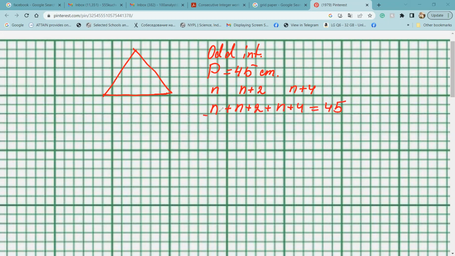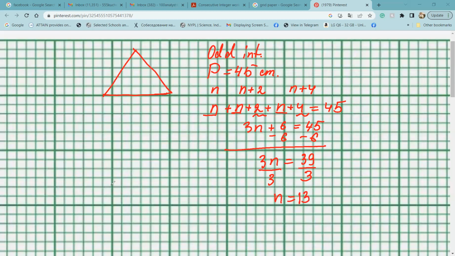Again, combine like terms, n plus n plus n, you get 3n, plus 2 plus 4, you get 6, equals 45. Subtract 6 from both sides, draw a line for yourself, and solve it to see what you get. You have 3n equals 45 minus 6, you get 39. Divide both sides by 3. N equals 39 divided by 3, you get 13.